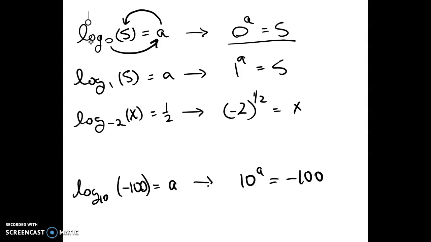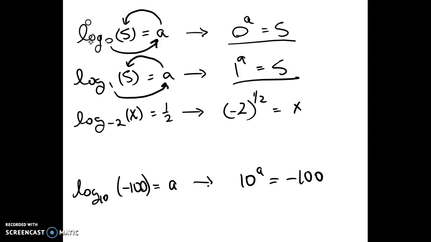Now let's look if it's 1. So log with base 1 of 5 is equal to a. Now when I change that to exponential, I've got 1 raised to a is equal to 5. Now 1 raised to anything is still going to be 1. So there's never a case where I can solve this equation. So in this case, the base cannot be 0, the base cannot be 1.